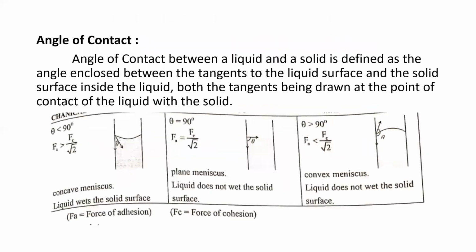Then next we have angle of contact. So what is angle of contact? Angle of contact between a liquid and a solid is defined as the angle enclosed between the tangents to the liquid surface and the solid surface inside the liquid. Both the tangents are drawn at the point of contact of the liquid with the solid. More than the definition, if you see the figure here, you may understand the definition in a better way. It is the angle between the liquid and the solid surface. You can see in the given picture.